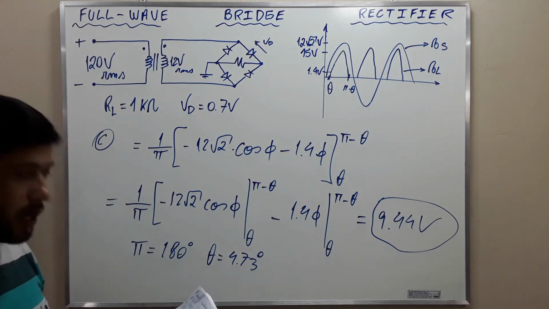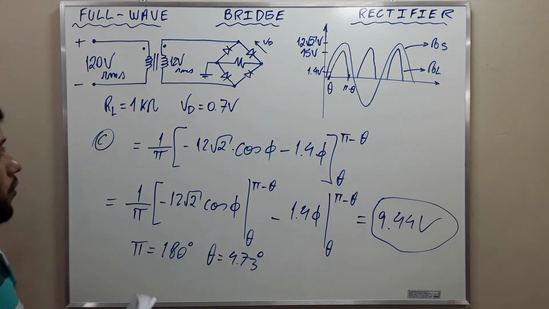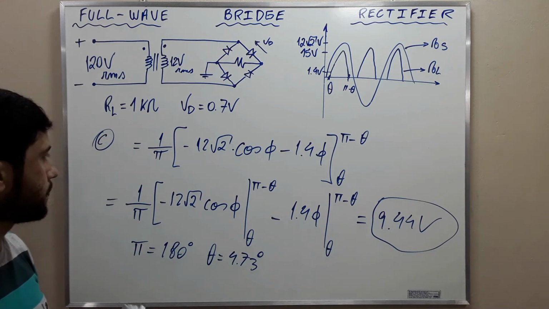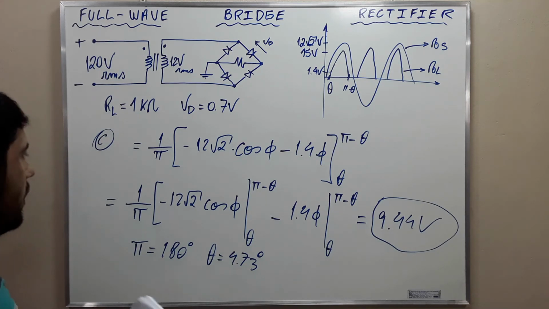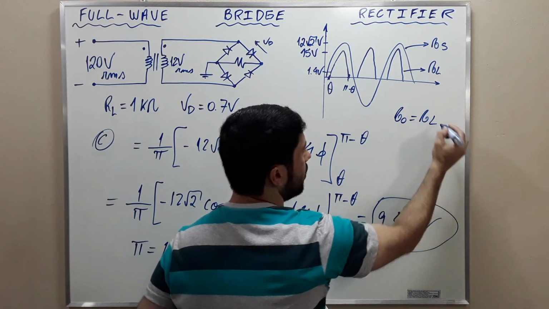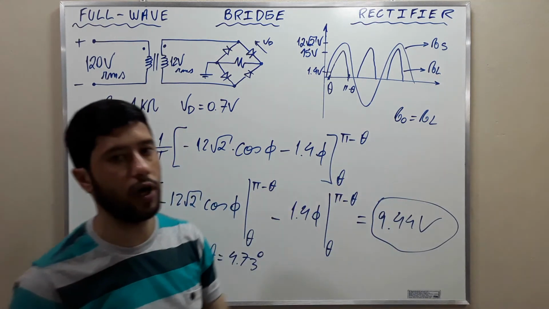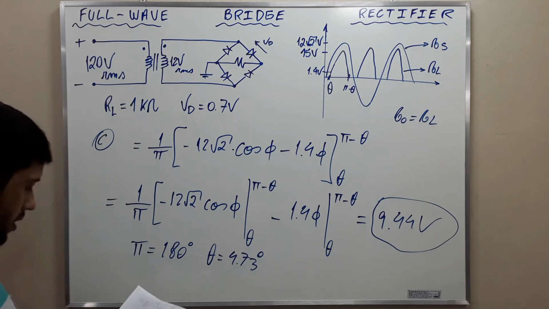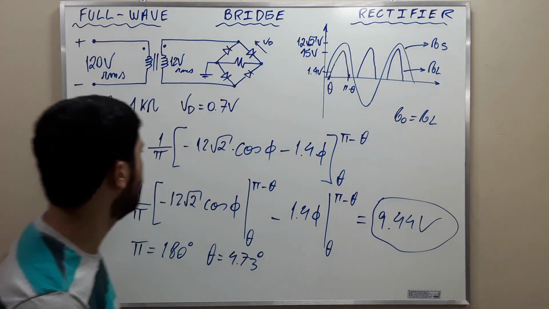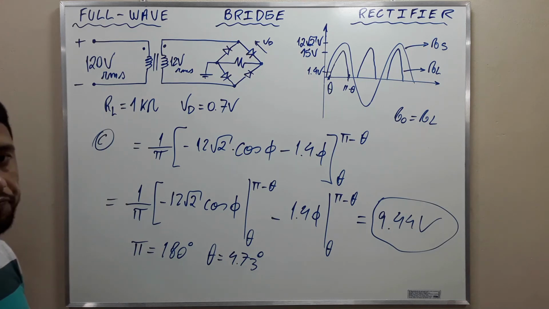Letter C wanted us to calculate the average value of the output voltage, the voltage across the load. Yes, I'm calling this V0, but remember that V0 is equal to VL here, okay? VL means the voltage across the load, and V0 the output voltage, you choose. There is no need to misinterpret this. Okay, this is letter C, and the last is letter D.